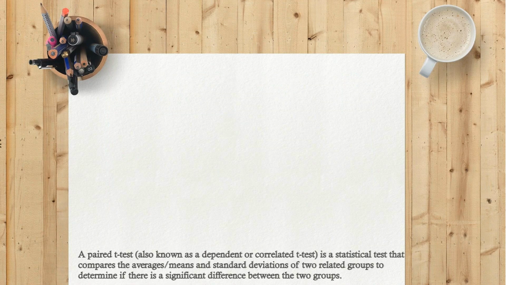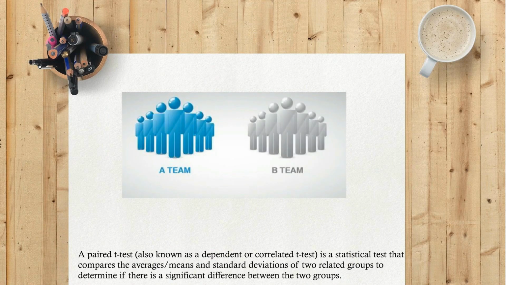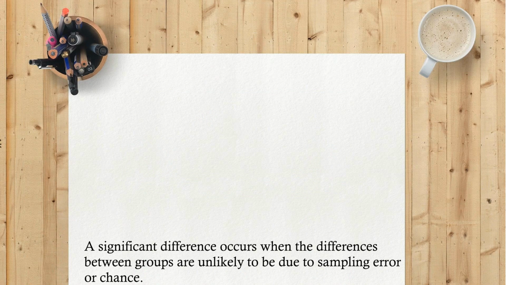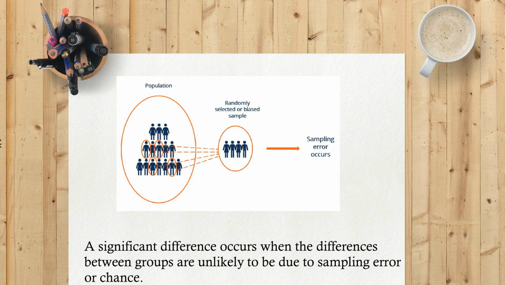A paired t-test, also known as a dependent or correlated t-test, is a statistical test that compares the averages, means, and standard deviations of two related groups, to determine if there is a significant difference between the two groups. A significant difference occurs when the differences between groups are unlikely to be due to sampling error or chance.